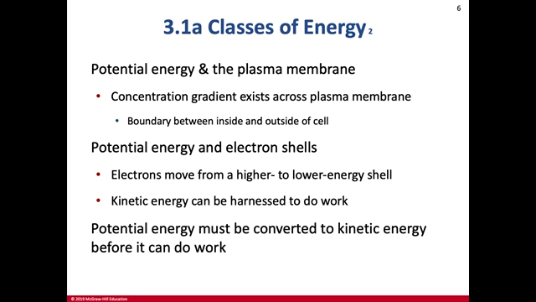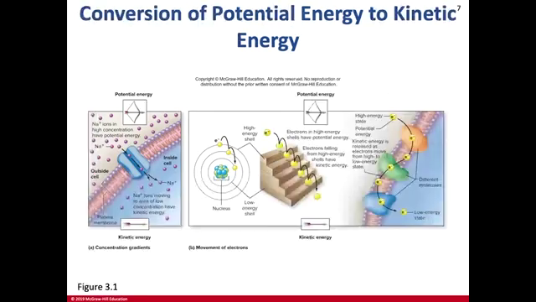There's also potential energy in the shells of electrons around the nucleus of an atom, right? We know that the outermost shell has the most energy, and that's where the bonding takes place. And then the shells that are closer to the nucleus have less energy, okay? Potential energy has to be converted to kinetic energy before it can do work. You can see some examples of these different forms of energy here, right?